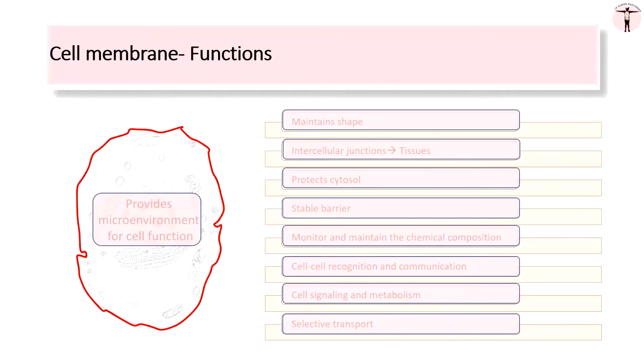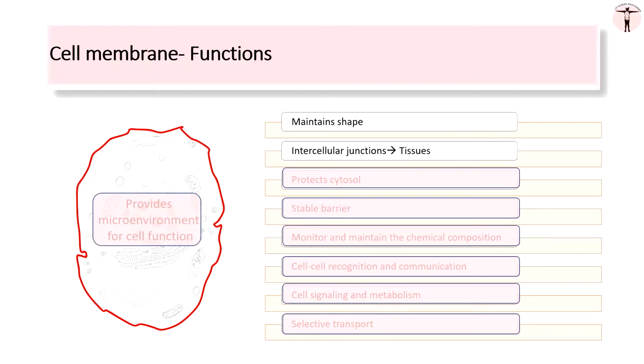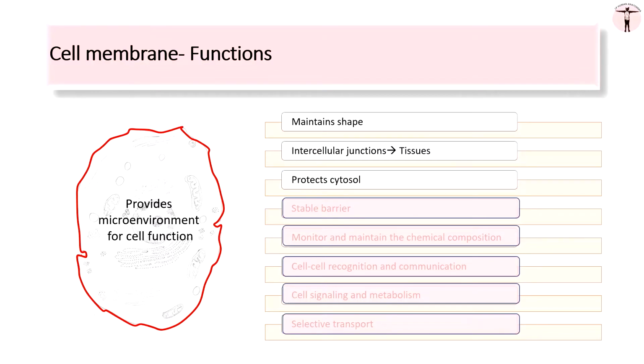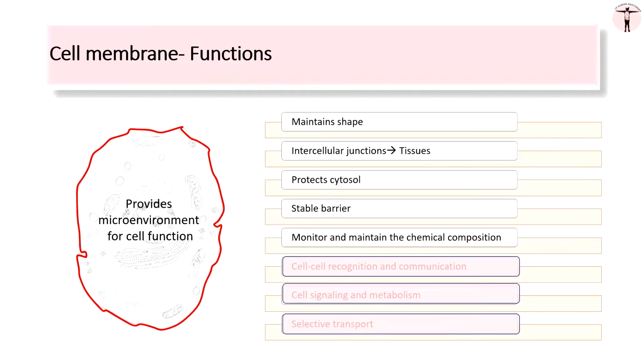The functions of the cell membrane are: it maintains the shape of the cell by anchoring to the cytoskeleton. It associates with other cells and extracellular matrix through intercellular junctions to form tissues. It provides a microenvironment or fixed environment for cell function. It protects the cytosol of the cell from external environment. It forms a stable barrier between two aqueous compartments which are towards the outside and inside of a cell.